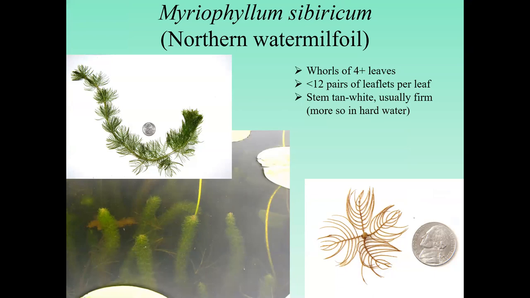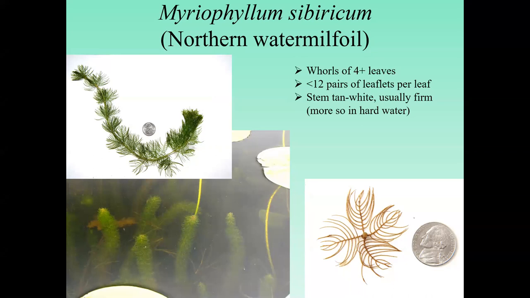This is our most common native species of water milfoil in the state. The Eurasian is our only non-native species. The northern is fairly common, and you can see a little bit different appearance in that species, in that the leaves tend to hold their shape pretty well out of water. They tend to stay spread out from the plant. The leaflets actually tend to stay spread out from each other.